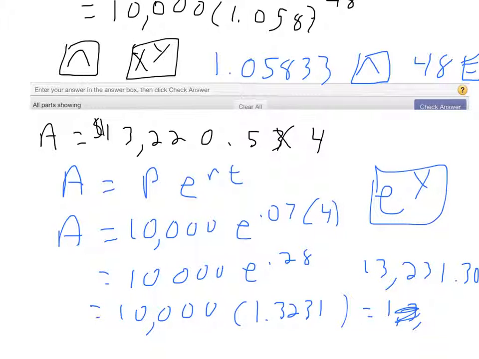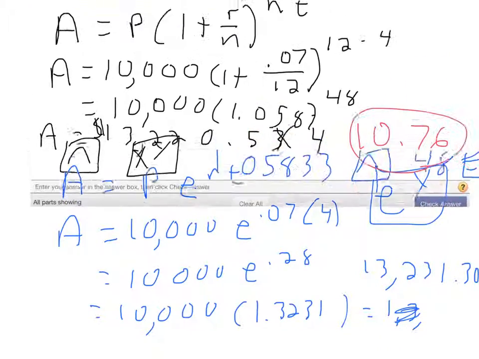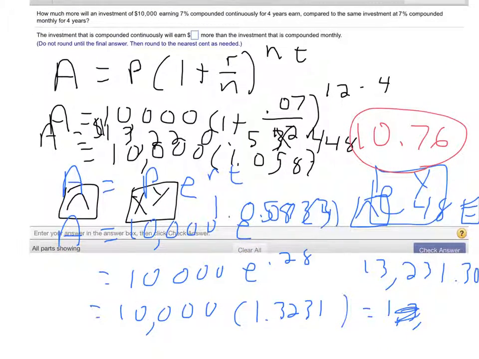And I guess the final part wants the difference between these two answers. One I come up with for continuous, and then one for compounded monthly. So I'll just subtract those two numbers. I'll go minus 13,220.54, and I get $10.76 is the difference, which I believe, if we go back to the problem, is what they wanted, the difference between the two. Okay, hope this helps.